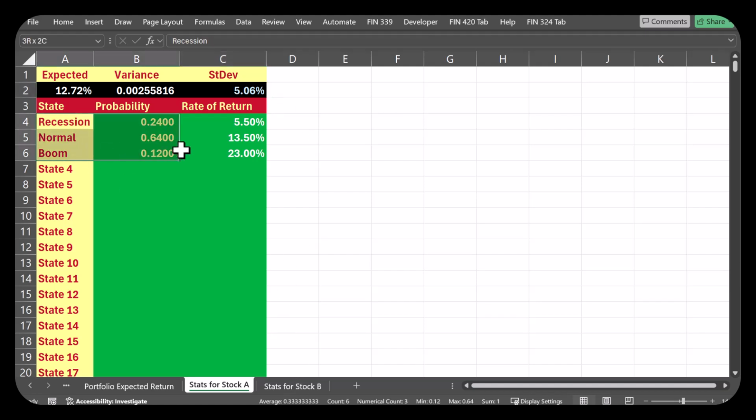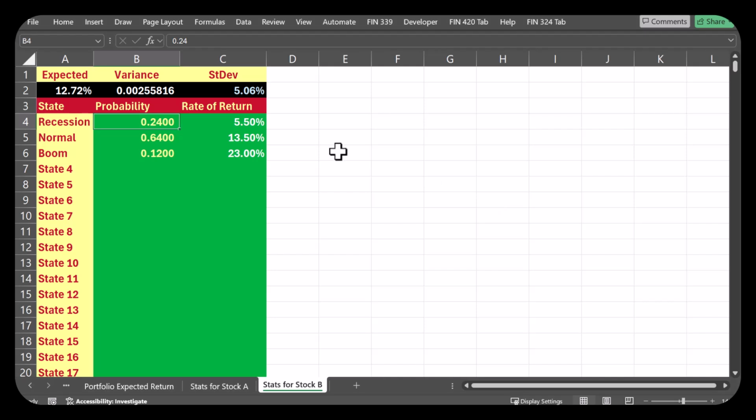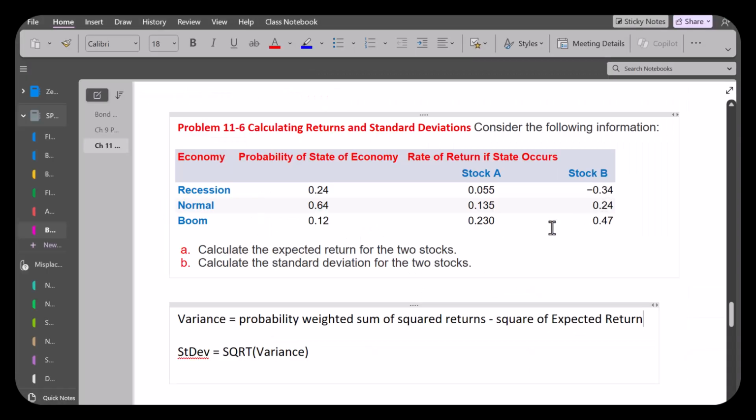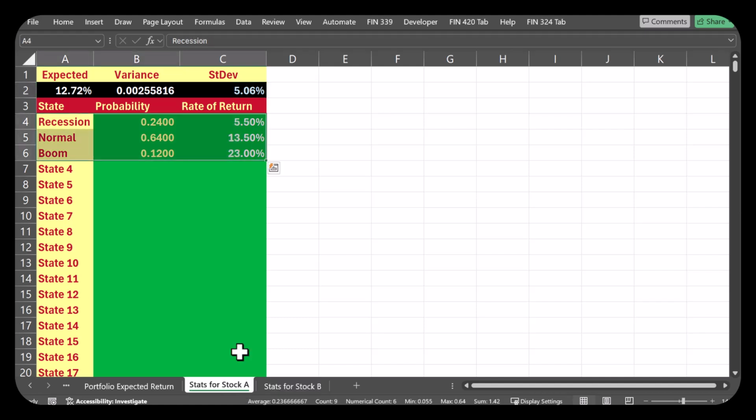And let me copy these and paste them. I'm just gonna change the inputs for stock B, which is negative 34%, 24%, and 47%. Let's check. Yes. And the expected return for stock B is 12.84%, but it has a much higher standard deviation.